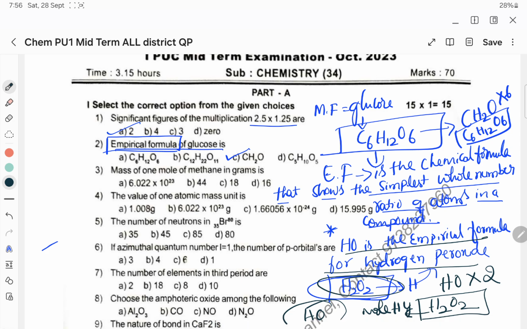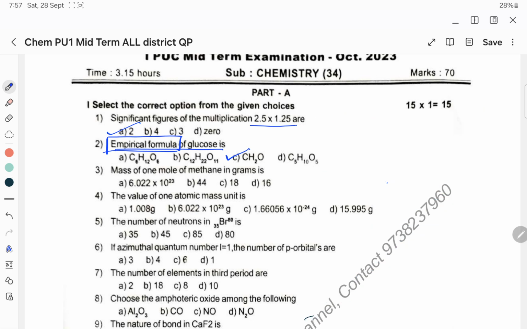This is how we calculate the empirical formula. Now the correct answer is CH2O for glucose. Next, move on to the third question.